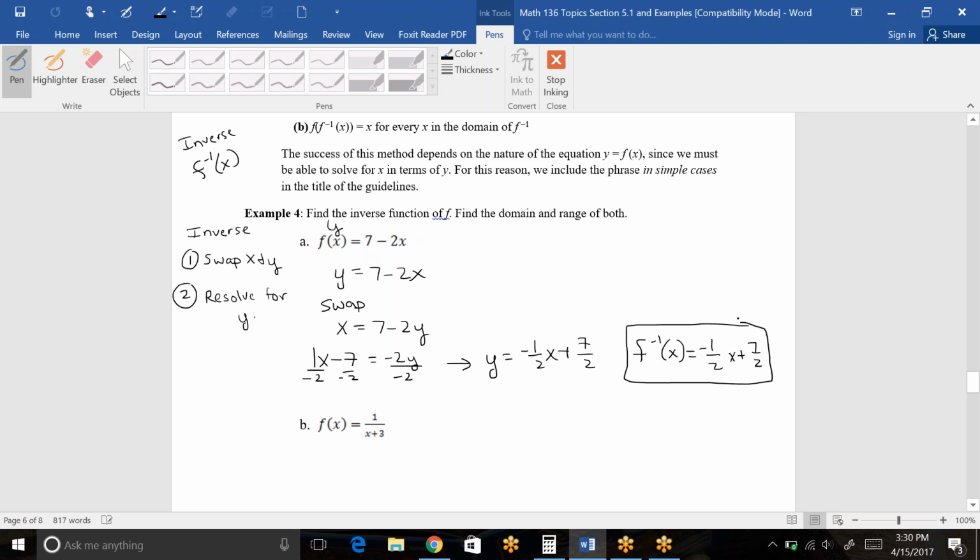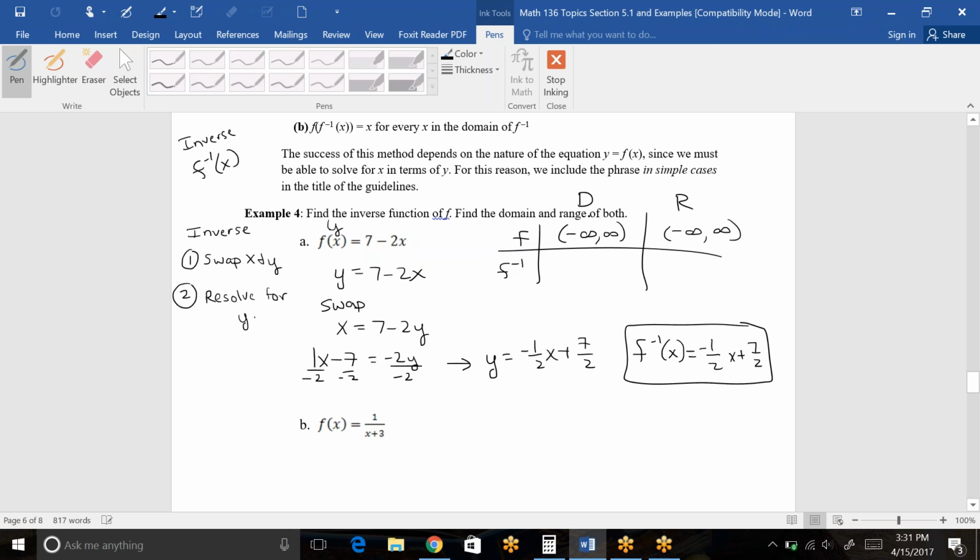Now, in this case, the problem says find the domain and range of both. The way this will look on your test is we'll give you a little chart to fill in with spots for D and R, domain and range. This original was a linear equation, so remember that means the domain is all real numbers, so negative infinity to infinity. And a line also has a range of all real numbers. If you didn't know that right away, I'll show you how you could have figured it out.